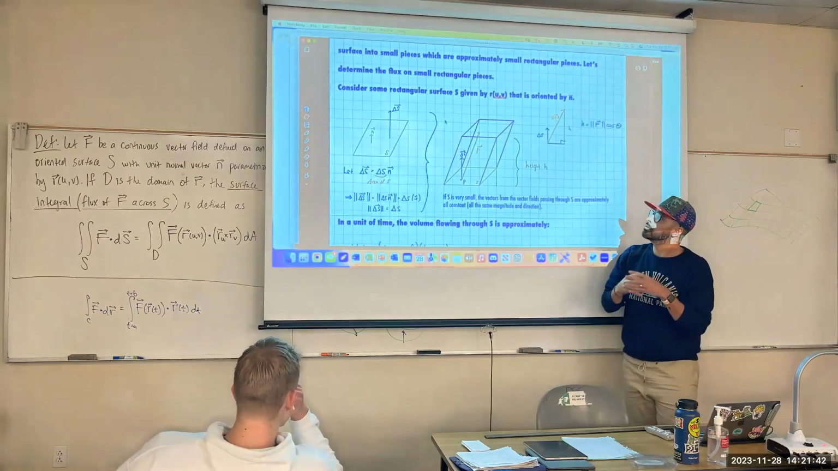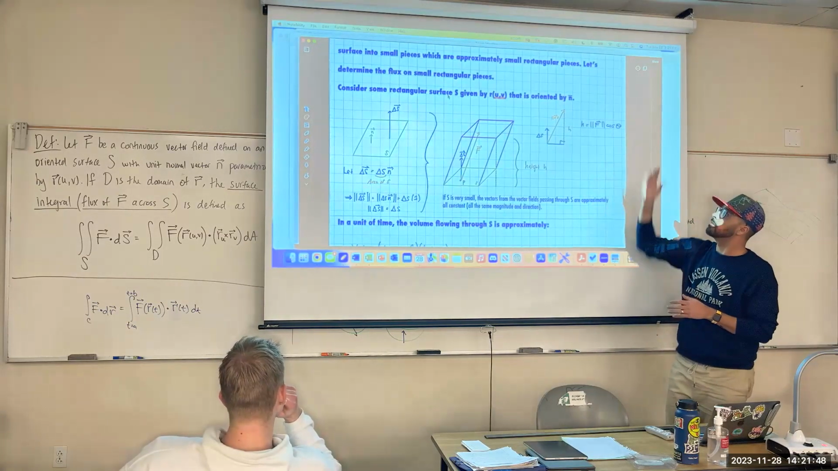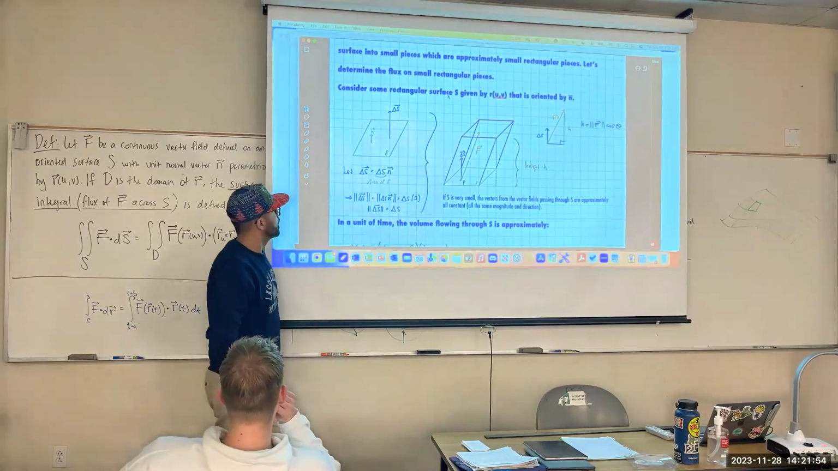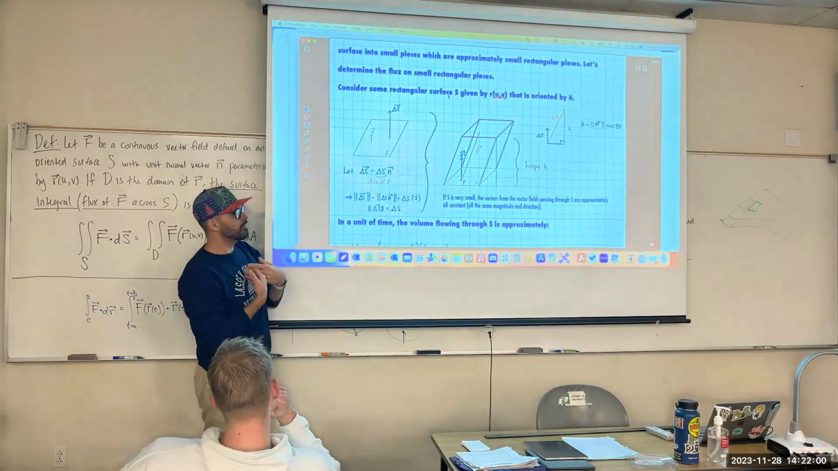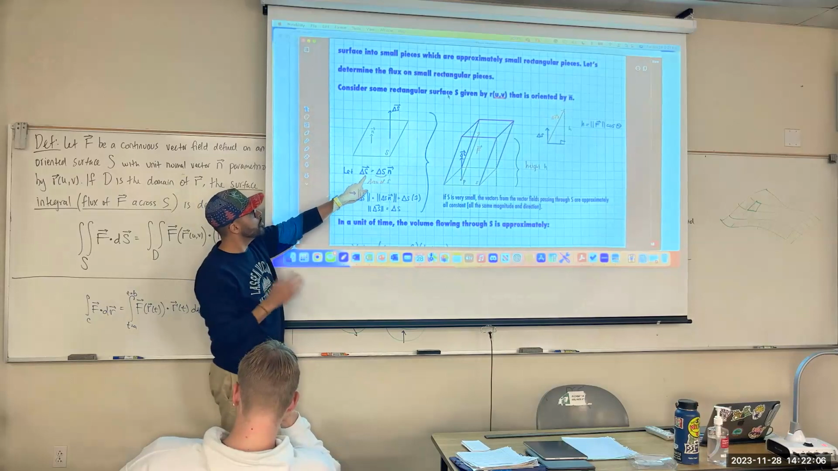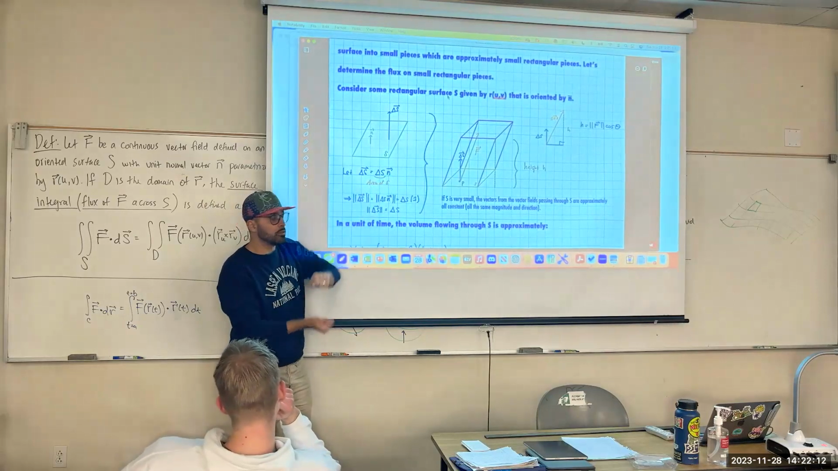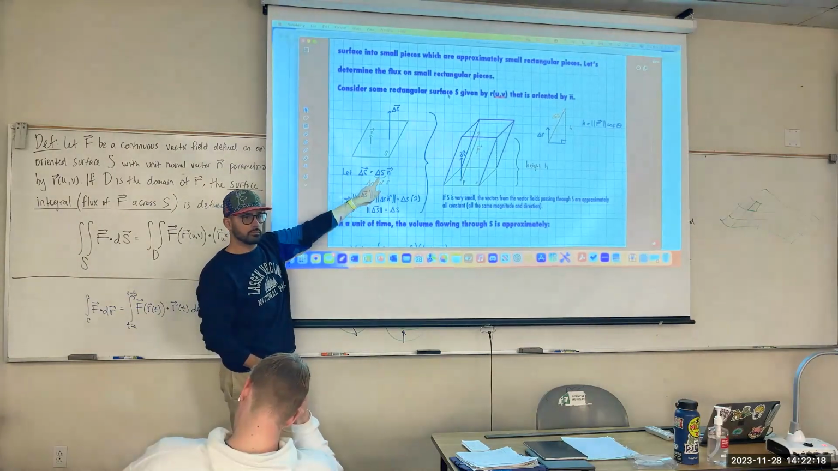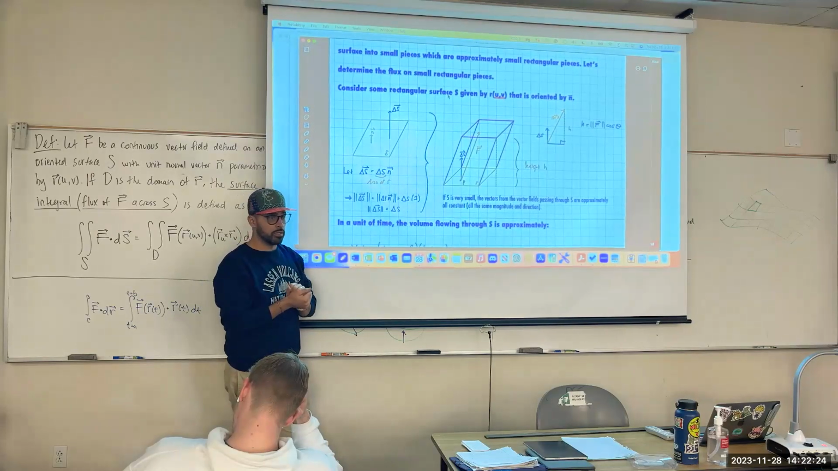So take one of those pieces, consider some rectangular surface S given by r of u, v that is oriented by n. Let's say it's this little piece here. We're only going to focus on one of them. You've got your unit normal vector n, which is a unit vector. We're going to define a vector called delta S, which is the unit normal vector scaled by the surface area of that small little piece, delta S. Okay, so we're going to stretch it so that it equals the surface area of that little piece.